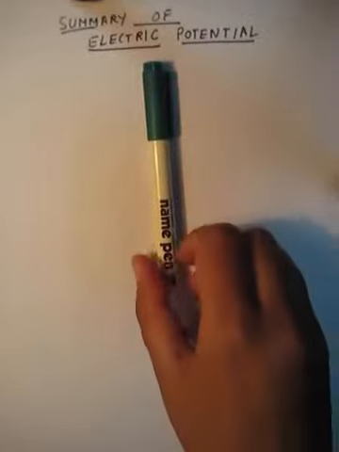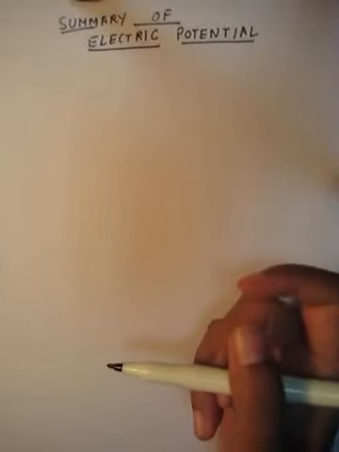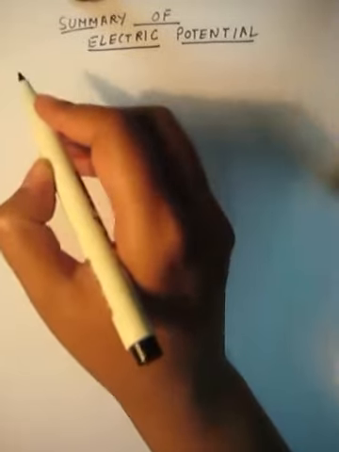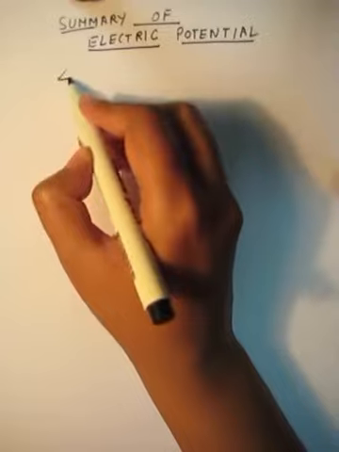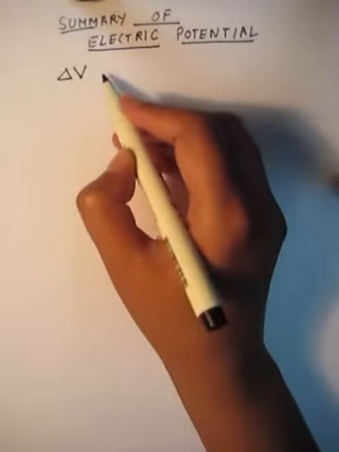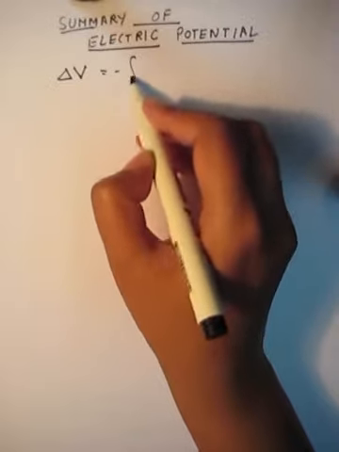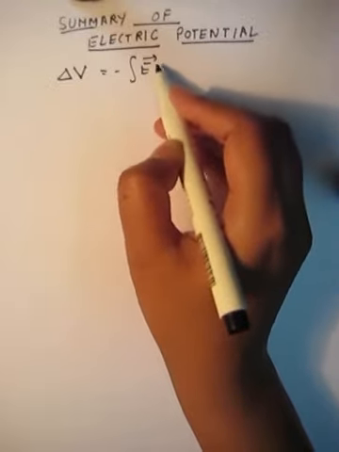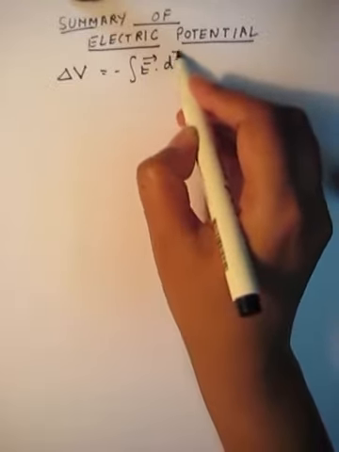I would like to summarize what all we've learned about electric potential. So first of all, we know a few things about electric potential, like we measure change in potential, and it is given by minus of E vector dot ds vector.